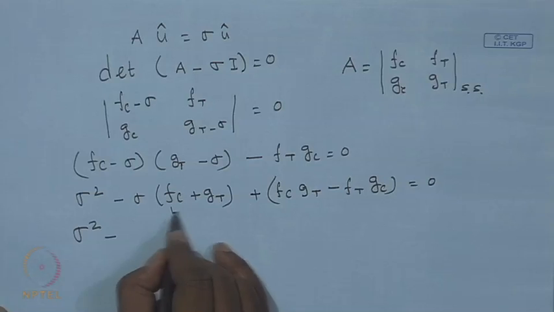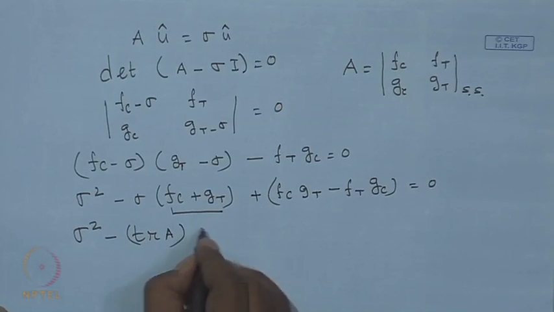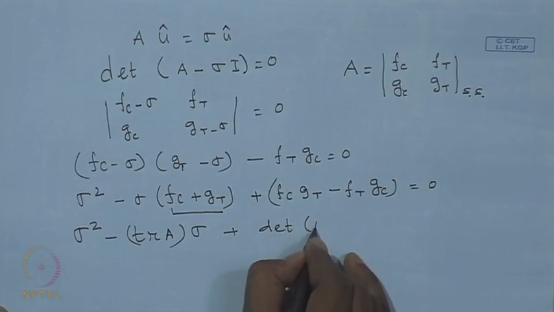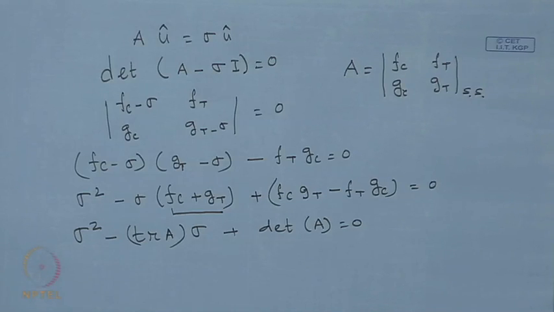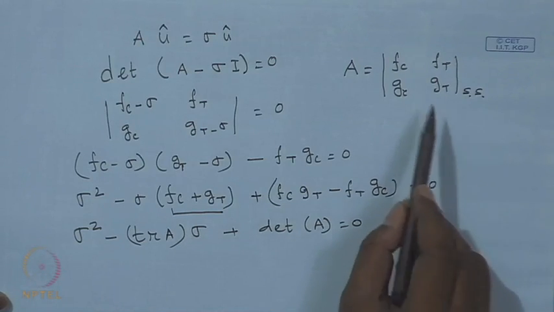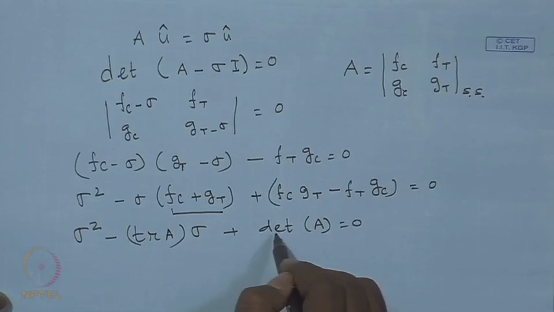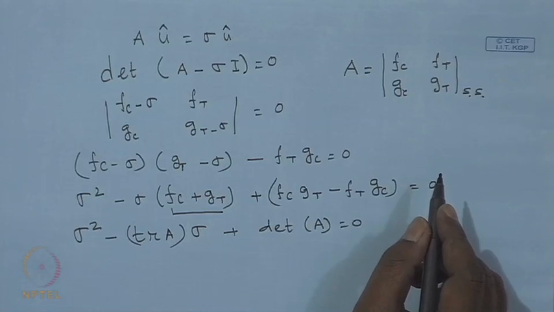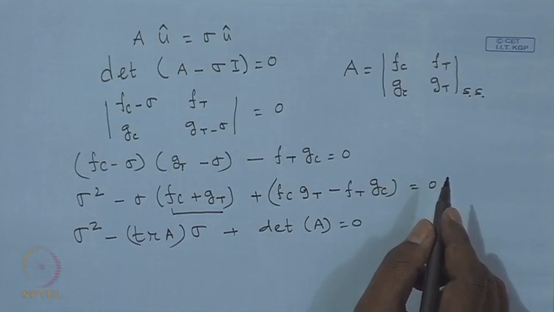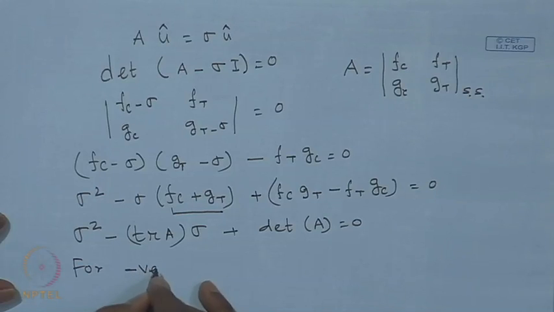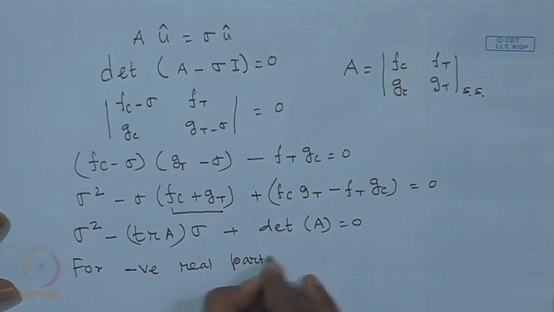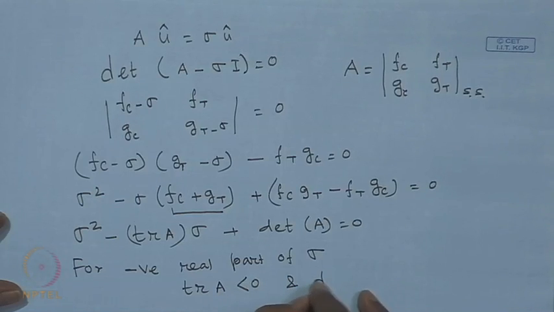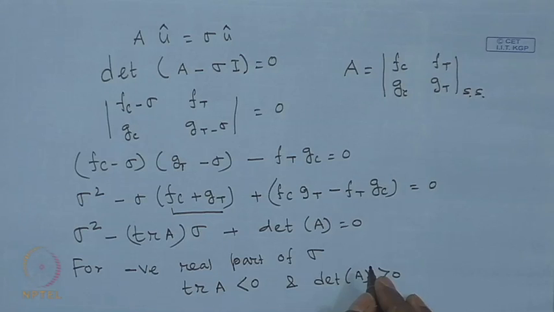So, we can write sigma square minus trace of A multiplied by sigma plus determinant of A is equal to 0. Therefore, the coefficient of sigma is nothing but the trace of the Jacobian matrix, and the third term in this equation is nothing but the determinant of the Jacobian matrix. Now, for this equation to have roots with a negative real part of sigma, we need the condition that the trace of A should be negative and the determinant of A should be positive. Then only will you have the negative real part of the root sigma.